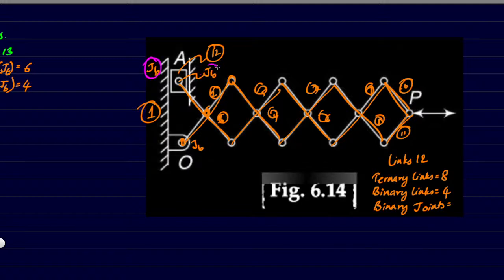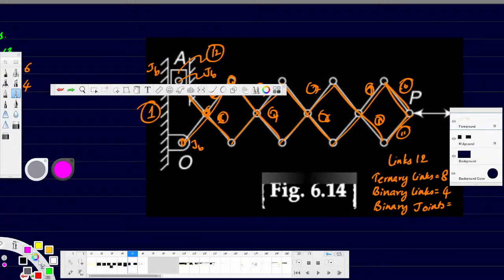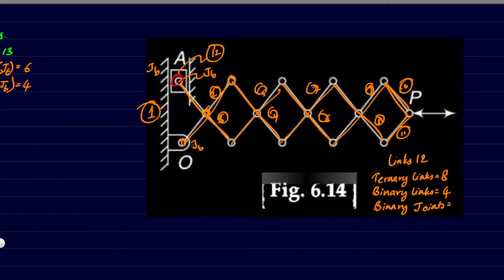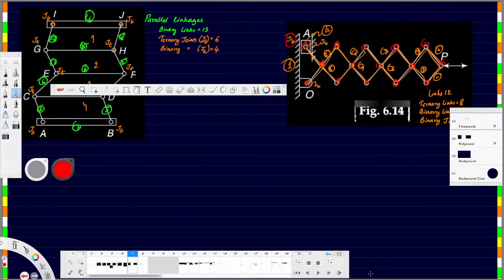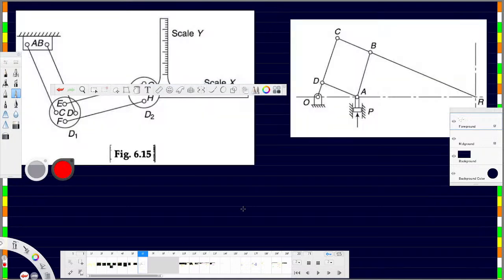Let us count them once. 1, 2, 3, 4. Take a different color. Take red color. 1, 2, 3, 4, 5, 6, 7, 8, 9, 10, 11, 12, 13, 14, 15. So total 15. 15 plus 1, that is, one is for slider. 15 plus 1, 16 binary joints are there. 16 binary joints. Okay, so there's one more.